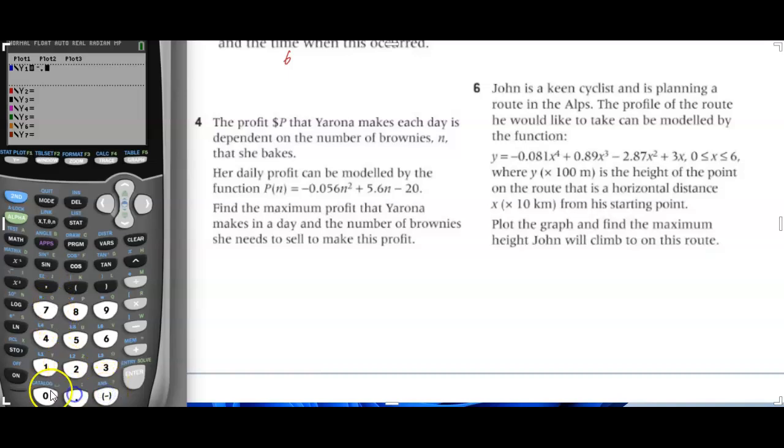Negative 0.056 X squared plus 5.6x minus 20. And then we're going to graph.